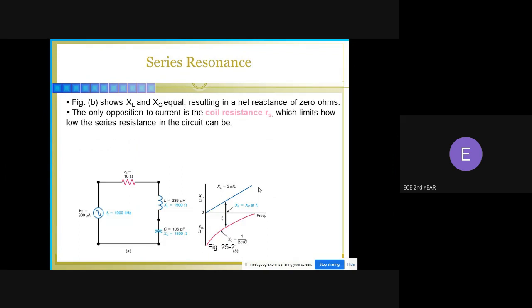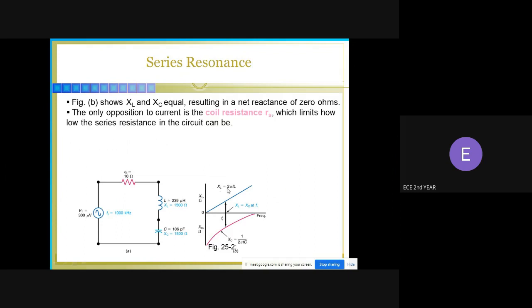In a series resonance circuit, we have resistance, inductor, and capacitor, everything connected in series. XL and XC are equal, resulting in a net reactance of 0 ohm. The only opposition to current is the coil resistance RS. Here you can see XL and XC; we can take 0 as the reference. XL is the inductor value and XC is the capacitor value. These both are 180 degrees out of phase.